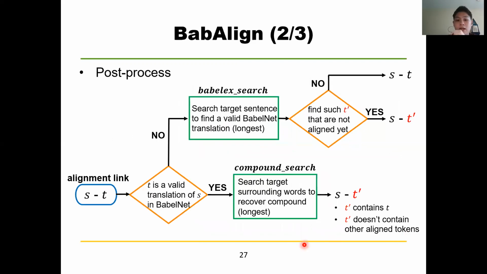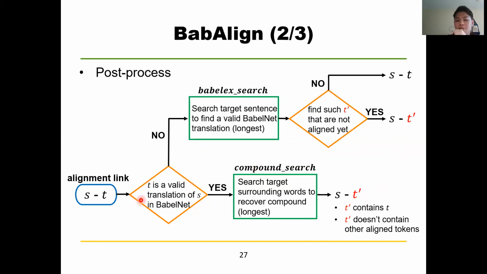So here is the general workflow of the post-processing stage. Starting from the initial alignment links, source word S and translation T, we first check if the translation T is actually appearing as the translation for S in BabelNet. If so, we run the compound search function to search through the target surrounding words to recover a compound. And we can get a new updated alignment link, S and T dash, which contains the original translation T, and also doesn't violate other alignment links.